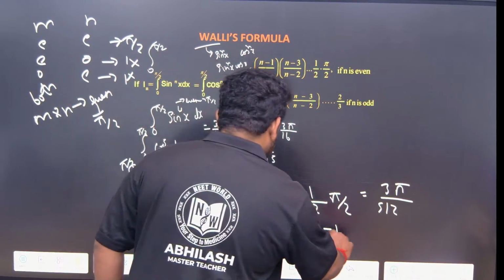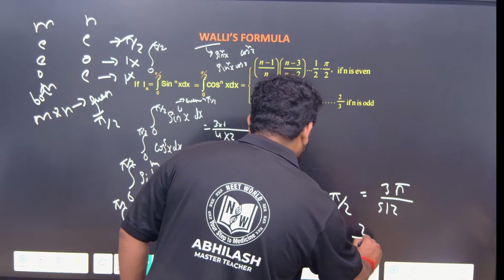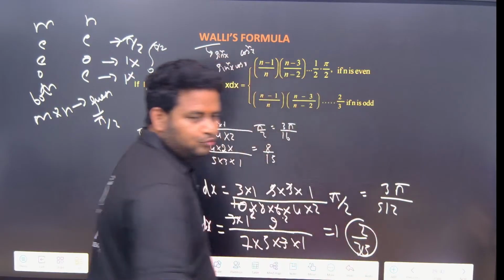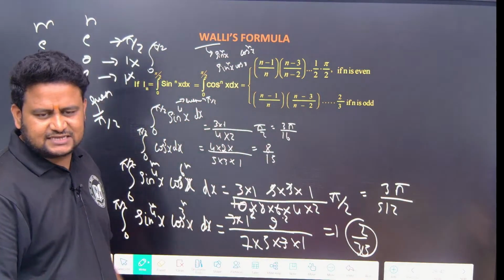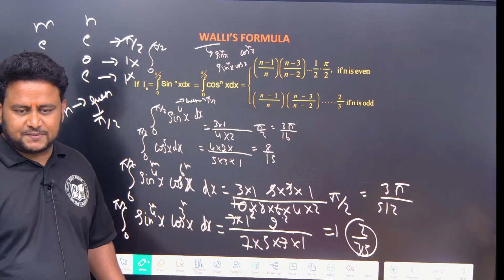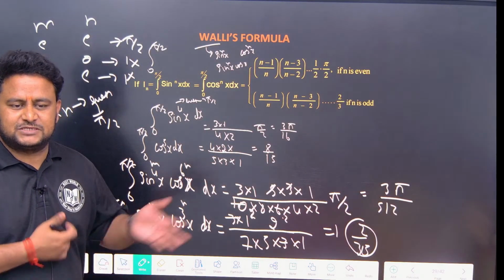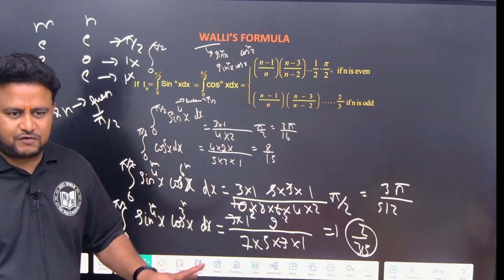Here what will be the answer? Okay, the answer will be 2 by 35. Understood? These are just examples for you to remember how to solve questions based on the Wallis formula. You don't have to remember the formula. What you have to do?